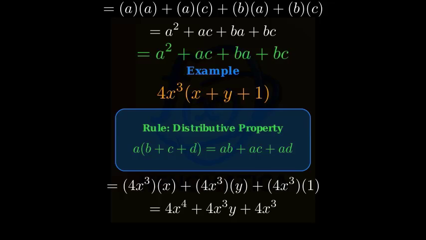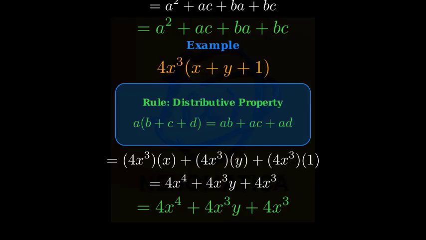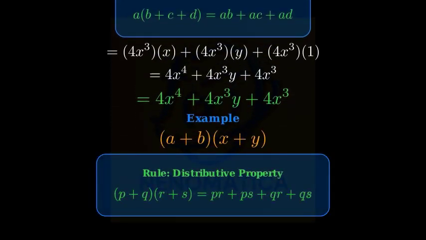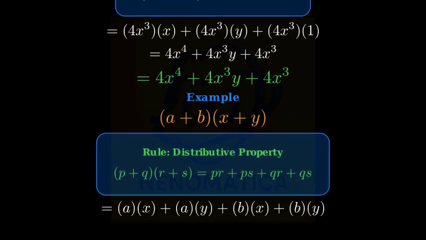Let's continue with our third example. In this third example, we have a binomial multiplied by another binomial. We'll apply the distributive property as we did in our first example. Now, let's multiply each pair of terms. So we get ax plus ay plus bx plus by.